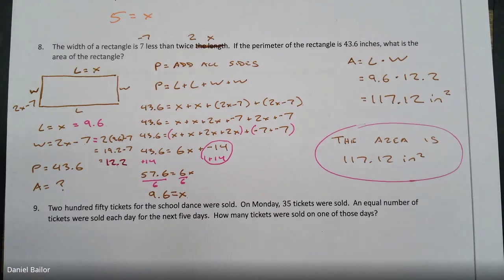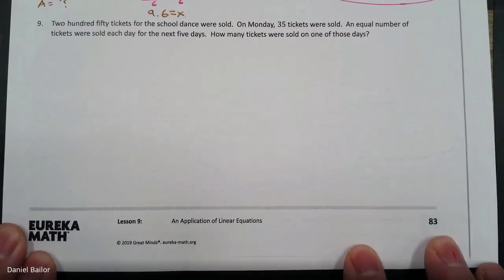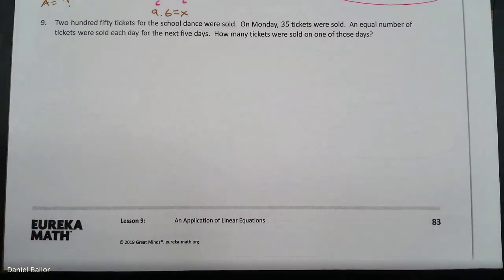Let's see how number 9 was. Number 9, we're talking about a school dance. So hopefully it might be a little bit easier than the area and the perimeter one. So we have 250 tickets for the school dance were sold.